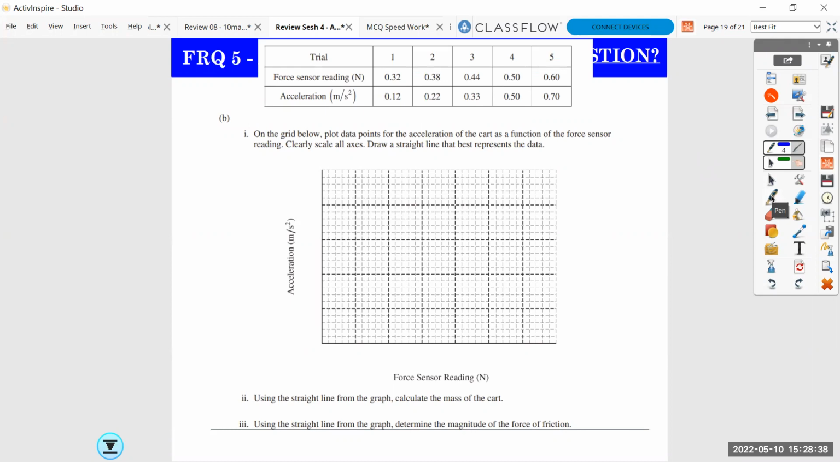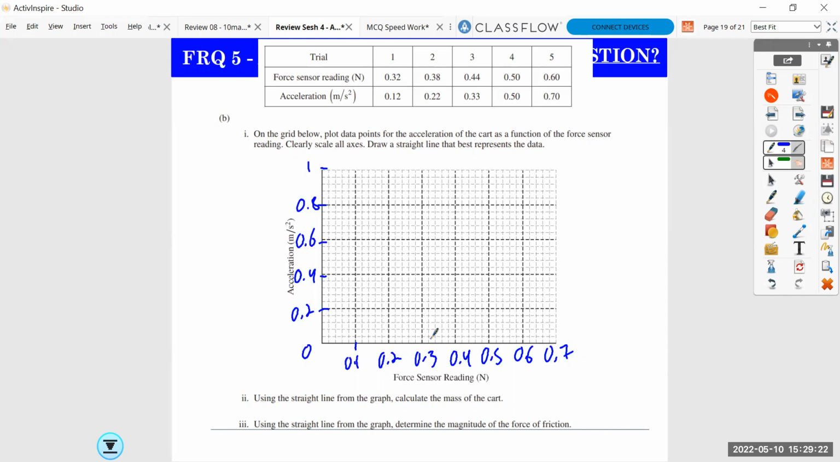So if I'm looking at my acceleration, it goes up to about 0.7. I'm going to choose here to go 0.2, 0.4, 0.6, 0.8. There are other options you could do, certainly, in that case. For our force sensor reading, I'm going to go 0.1, 0.2, 0.3, 0.4, 0.5, 0.6, 0.7. And then I just got to go make my graph, which I'm going to sort of eyeball here. So you got to look at these things. 1, 2, 3, 4, 5.